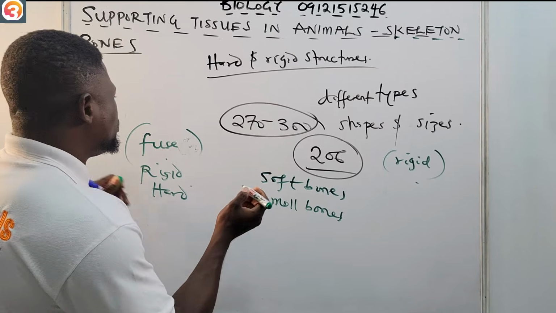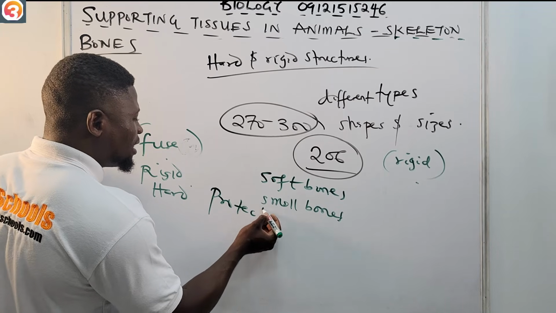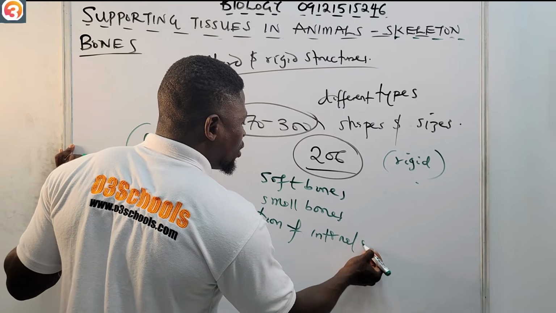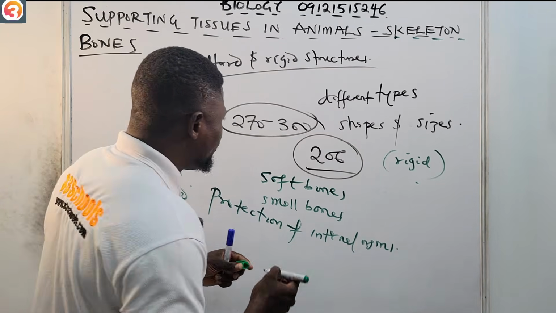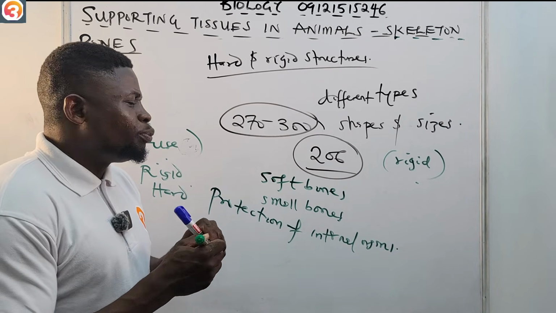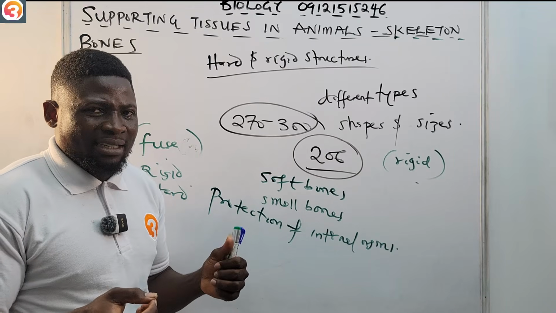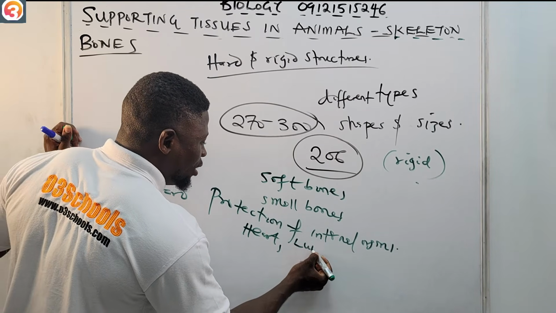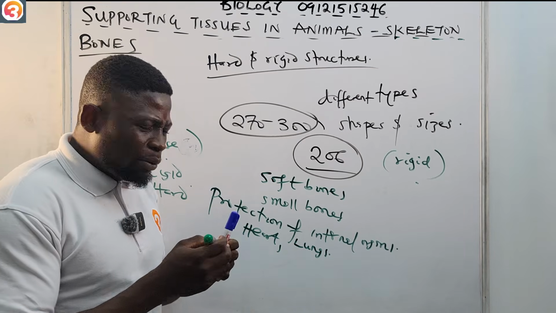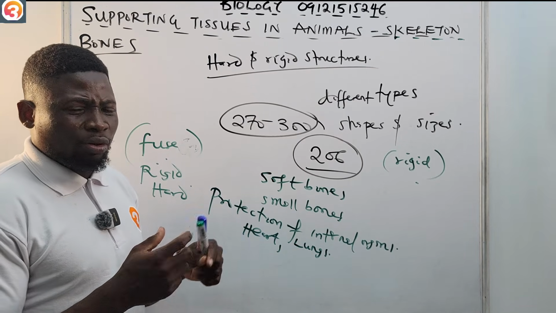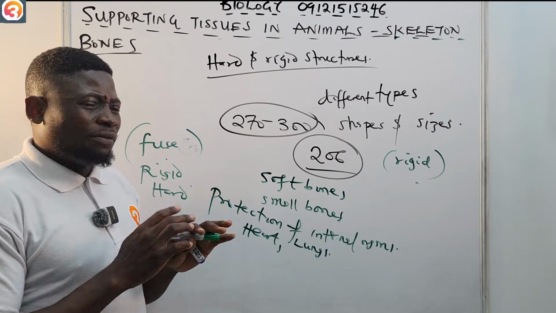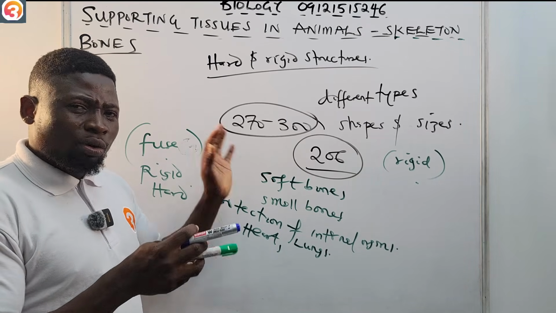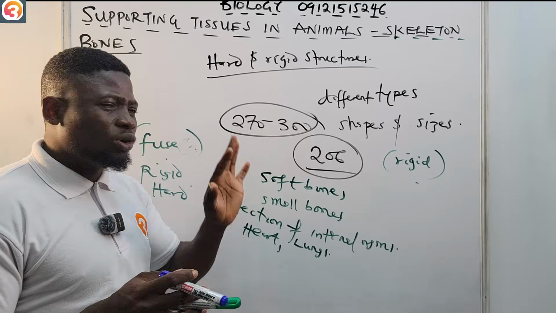And that is protection. Protection of internal organs, that's the function of bones. They help to protect internal organs, like our heart, like our lungs, and other vital organs in the human body. So bones are hard and rigid structures, and at birth we have close to 300 bones, but at maturity 206 bones.